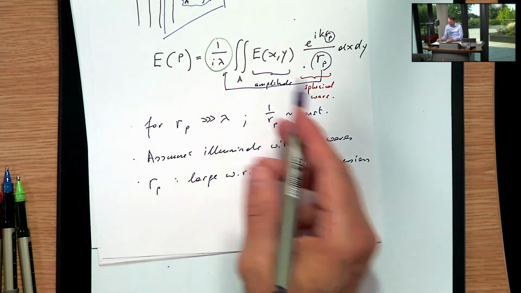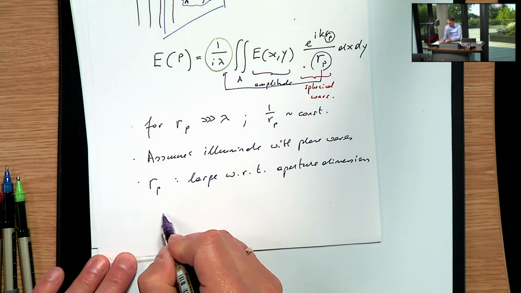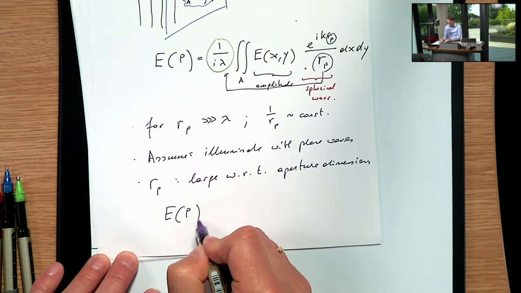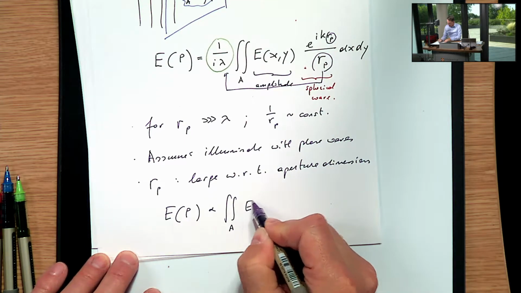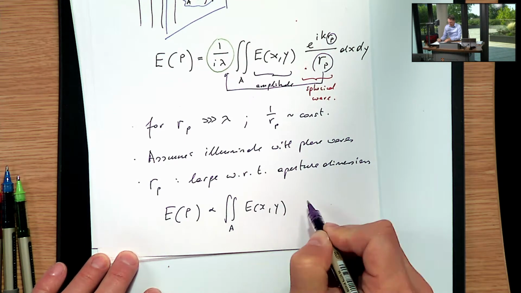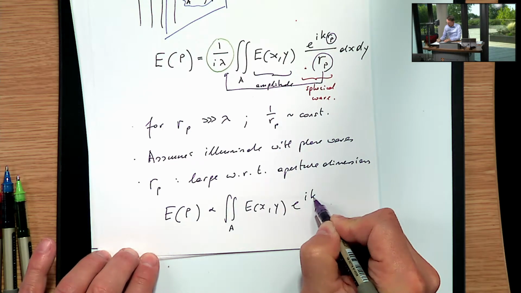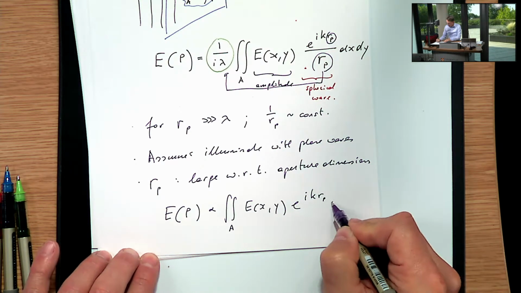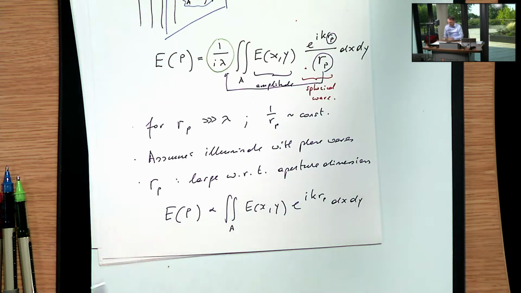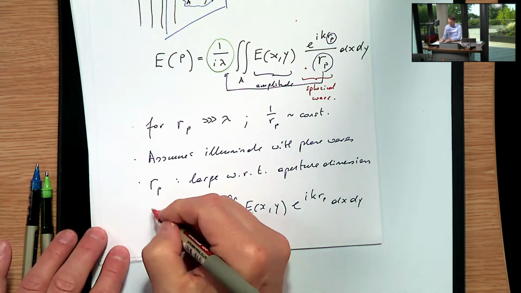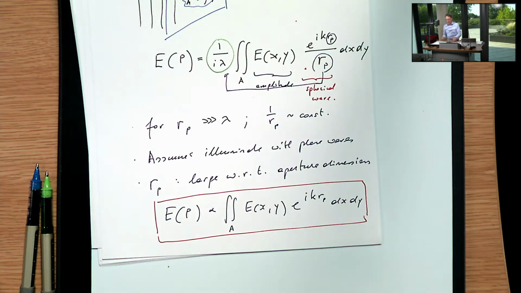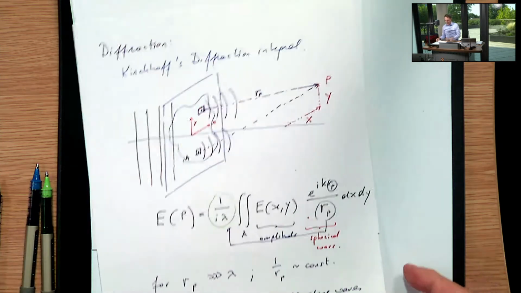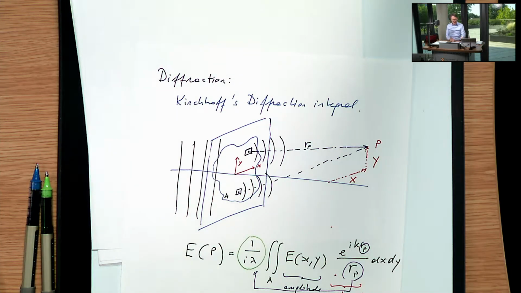And in that case, we can just rewrite this equation. E of p is proportional to the integral over the aperture of E of x, y, e to the i k r_p dx dy. And this is a really important result. This is at the heart of this course. And we'll now go through a few examples to see how this works in practice.